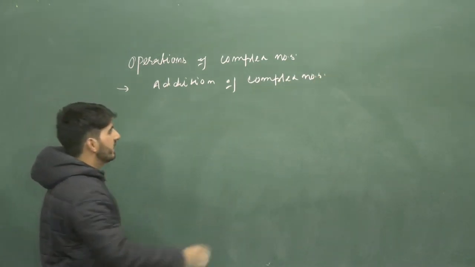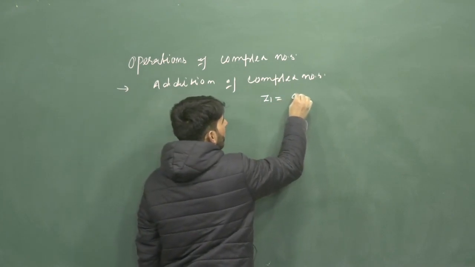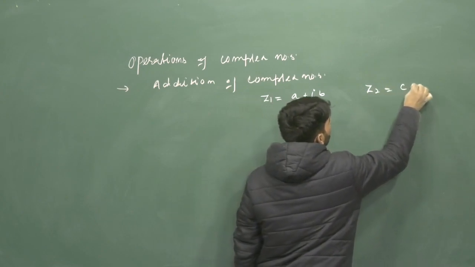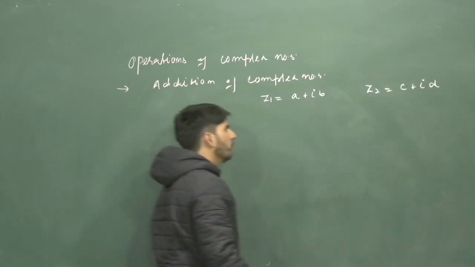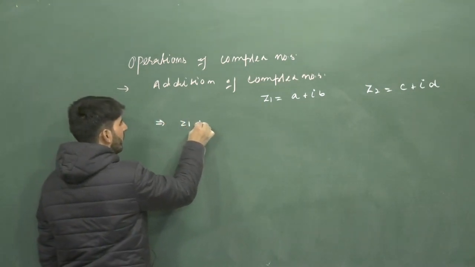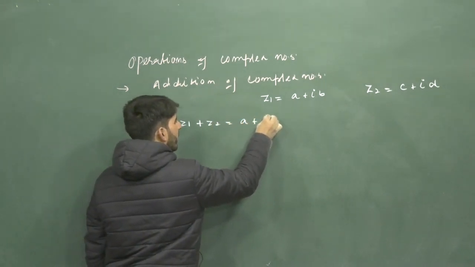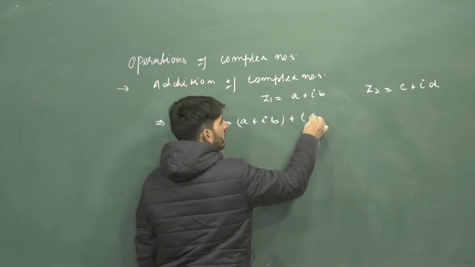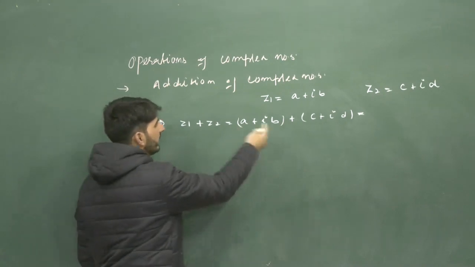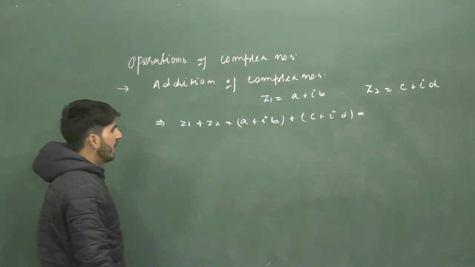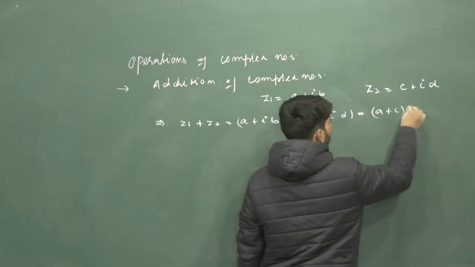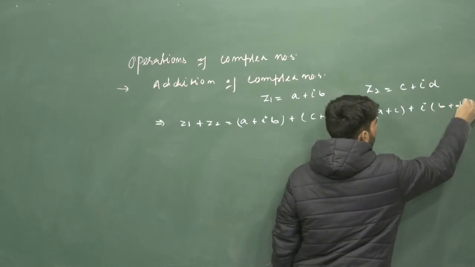If we have two complex numbers, say z1 is equal to a plus iota b and z2 is equal to c plus iota d, then we have to add. So z1 plus z2 is equal to a plus iota b plus c plus iota d. You have to directly add the real parts of the complex numbers and the imaginary parts of the complex numbers. So this is a plus c plus iota times b plus d.